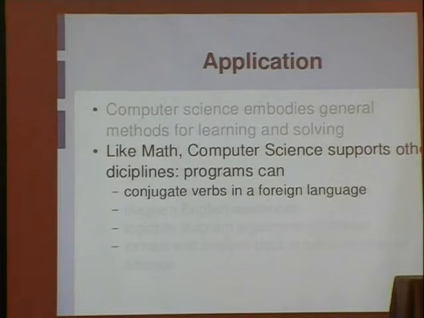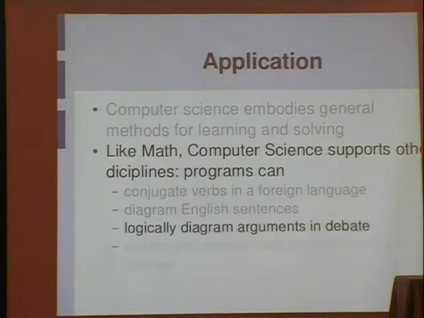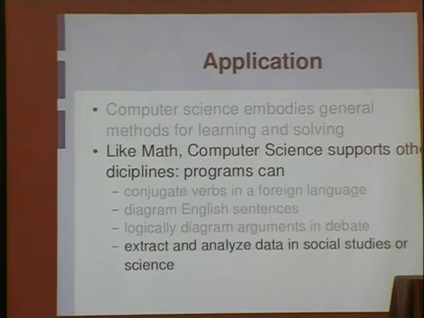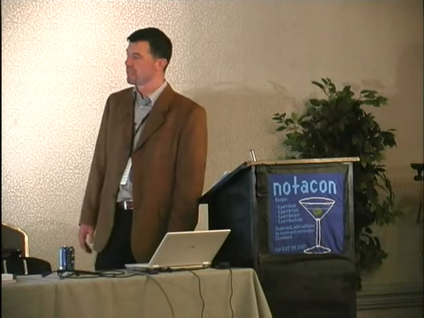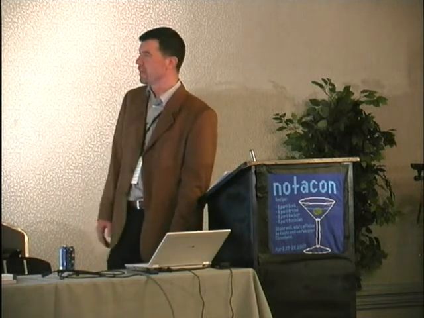Programs can conjugate verbs in a foreign language, like amo, amas, amat in Spanish or something like that. Diagram English sentences. Logically diagram arguments in a debate. That doesn't happen until high school, I suppose, but then extract and analyze data in a social studies or science class. There's also art examples. There's lots of places that technology can be used. The fundamental ideas behind computer science can be used, but I don't think that they achieve that in the standards themselves.